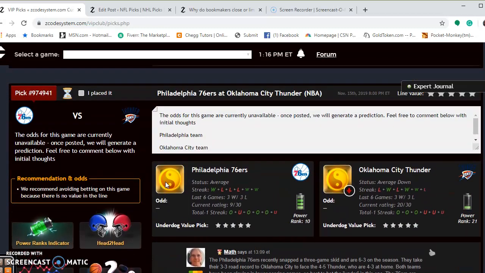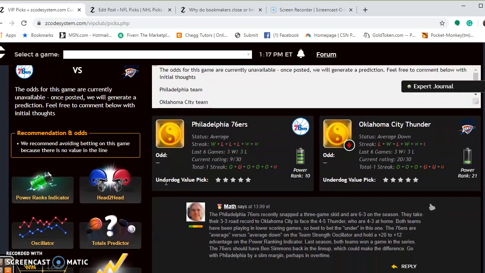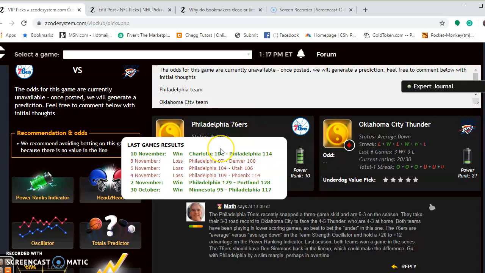The Philadelphia 76ers versus the Oklahoma City Thunder. The 76ers have recently snapped a 3-game skid and are 6-3 on the season. They're 3-3 on the road, taking on a Thunder team which is 4-5 on the season and 4-3 at home. 76ers have average status right now. You can see winning 3 out of their last 6.